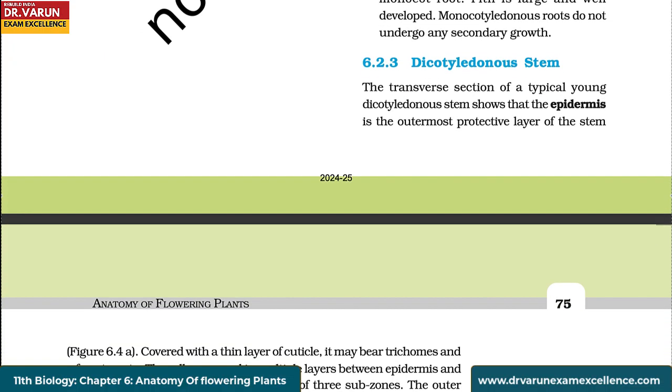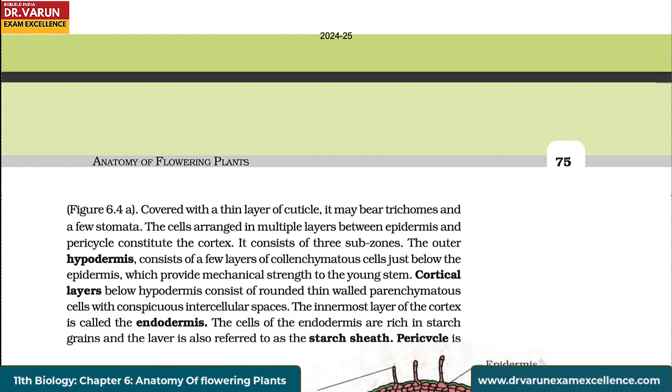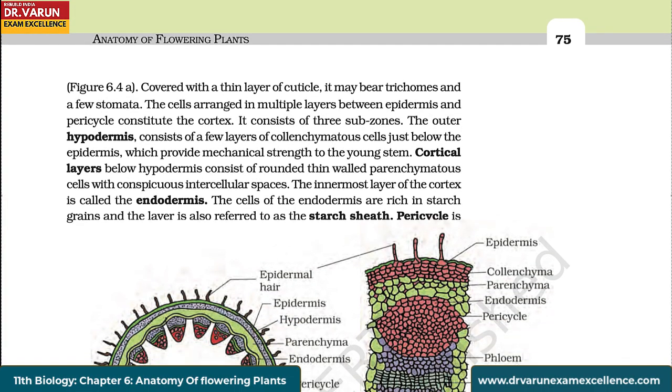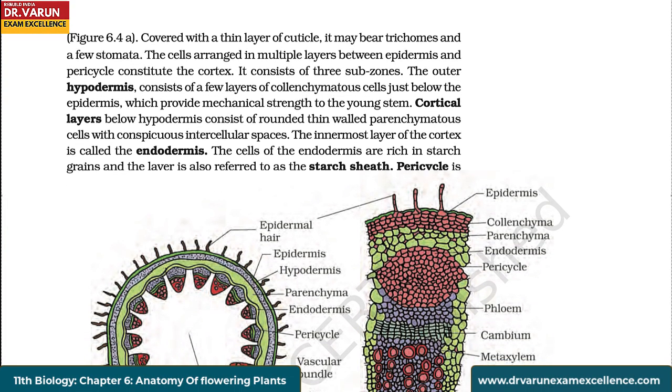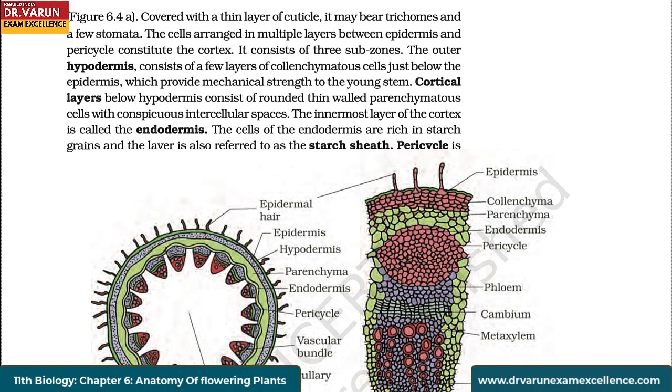Dicotyledonous stem. The transverse section of a typical young dicotyledonous stem shows that the epidermis is the outermost protective layer of the stem. Covered with a thin layer of cuticle, it may bear trichomes and a few stomata. The cells arranged in multiple layers between epidermis and pericycle constitute the cortex. It consists of 3 subzones. The outer hypodermis consists of a few layers of collenchymatous cells just below the epidermis which provide mechanical strength to the young stem. Cortical layers below hypodermis consist of rounded, thin-walled parenchymatous cells with conspicuous intercellular spaces.